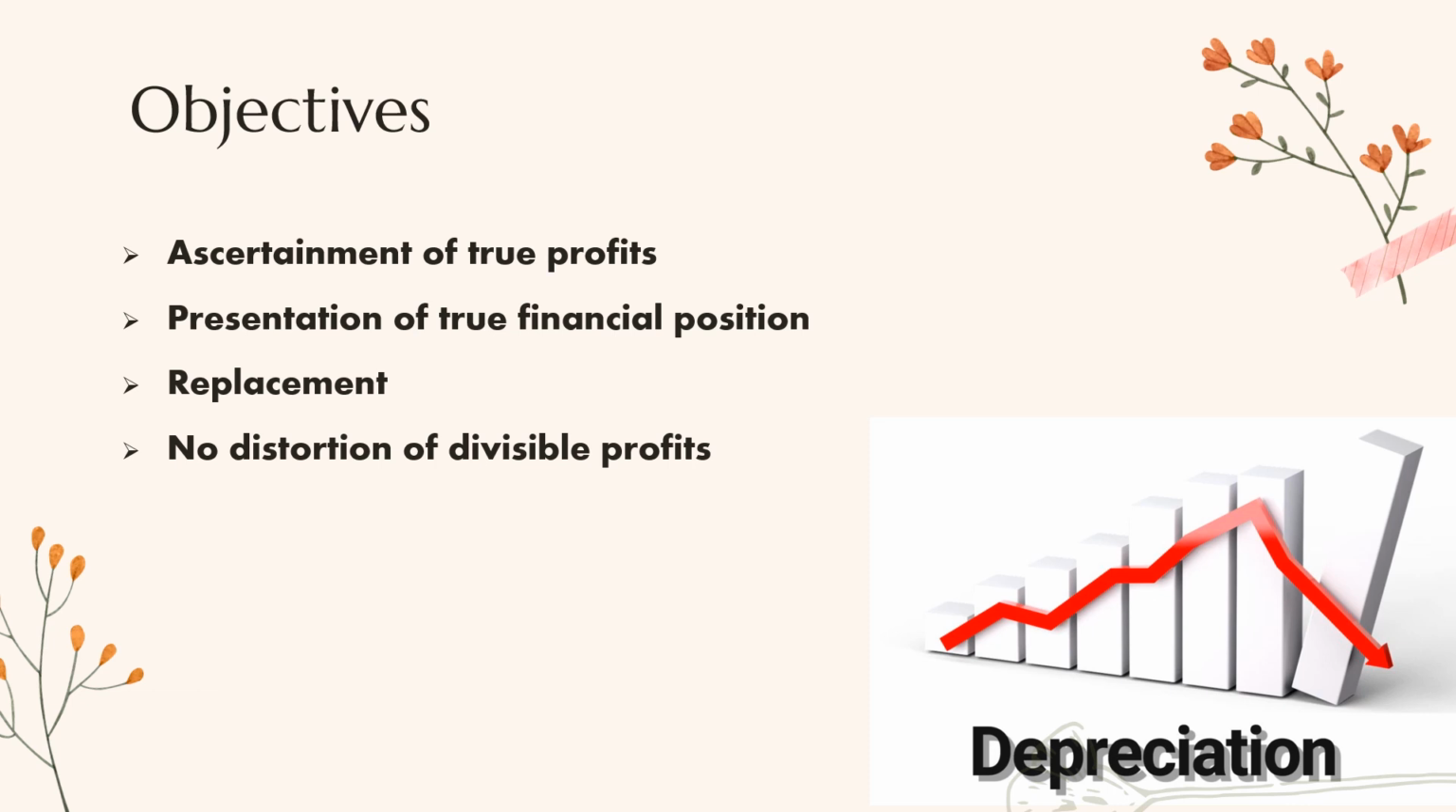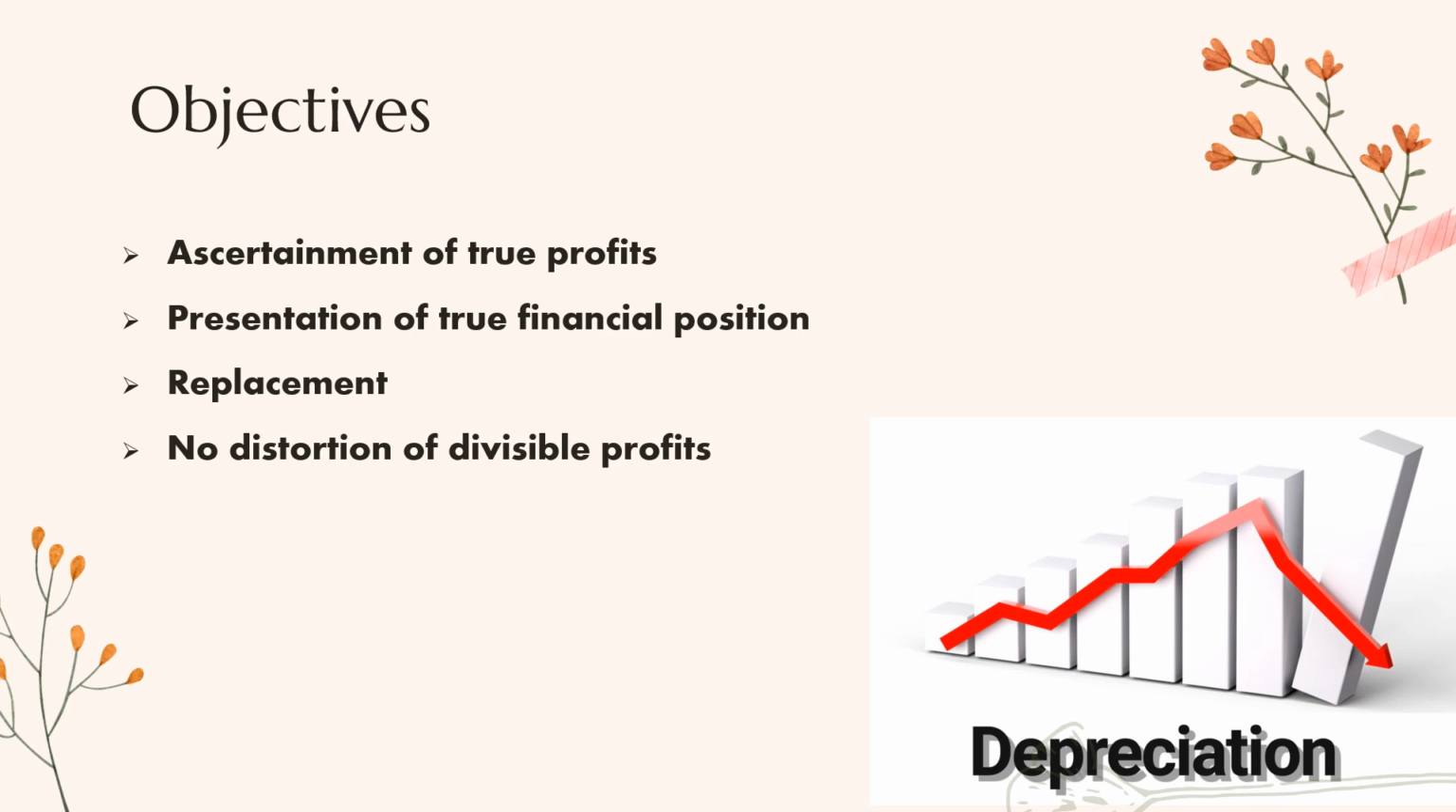Next is replacement. The amounts debited to the profit and loss account are retained in the business. So with that amount, the company can replace the asset for which we have provided depreciation. These are available for replacement of the asset when its life is over. So by making an annual charge for depreciation, a concern would be accumulating enough resources to enable it to replace an asset when it is necessary.